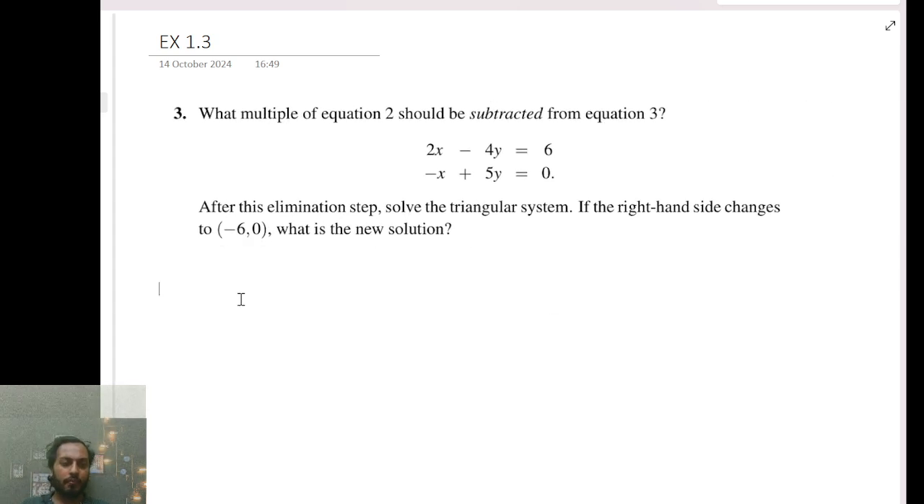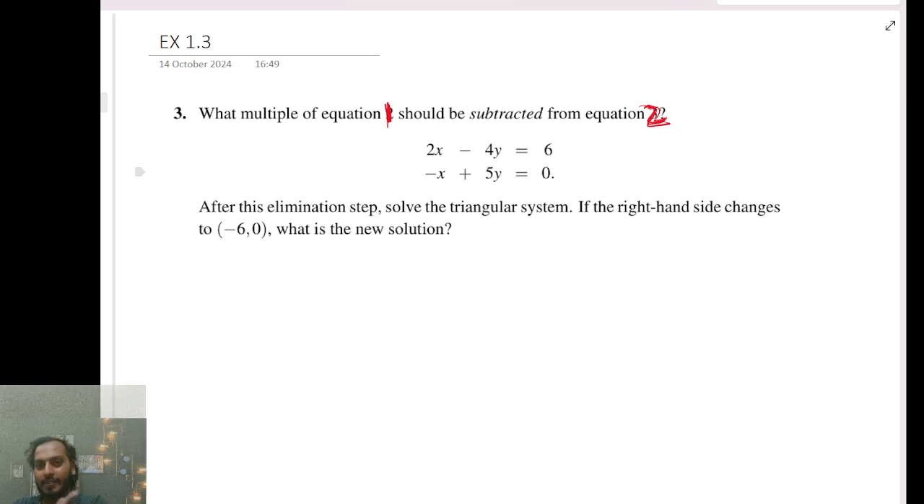In question number three, they are asking what multiple of equation 2 should be subtracted from equation 3. Oh, there is no equation 3. So just change it. What multiple of equation 1 should be subtracted from equation 2? That's the question. There are only two equations.